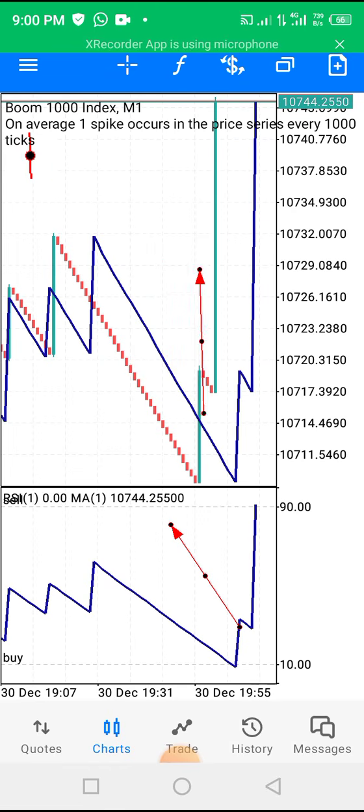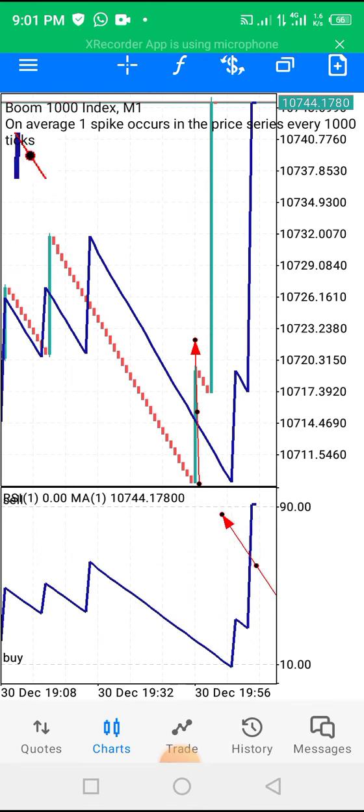So that's why it was not safe for you to enter the trade with a spike that is not up to the level 90. Now, as you can see, we had a spike here. It's up to level 90.